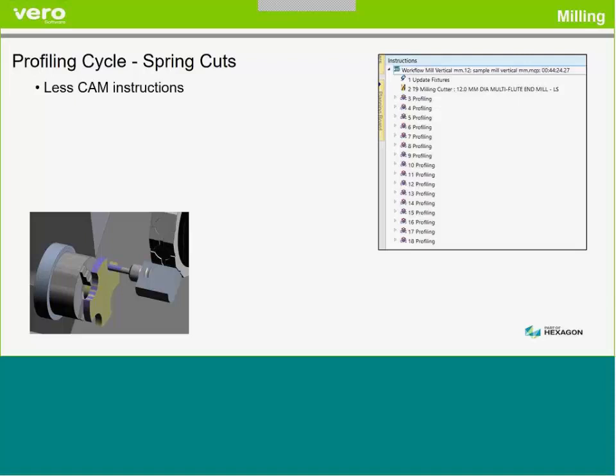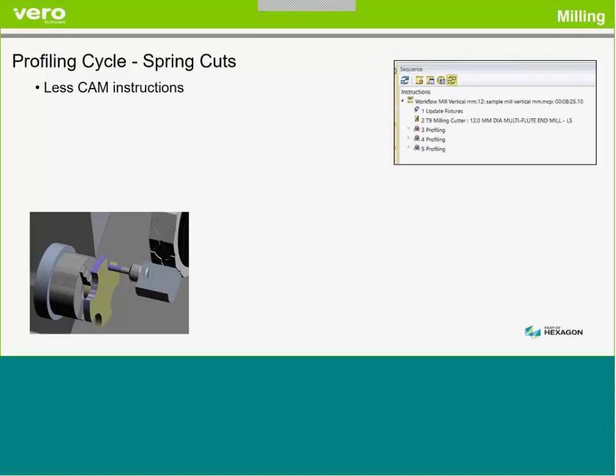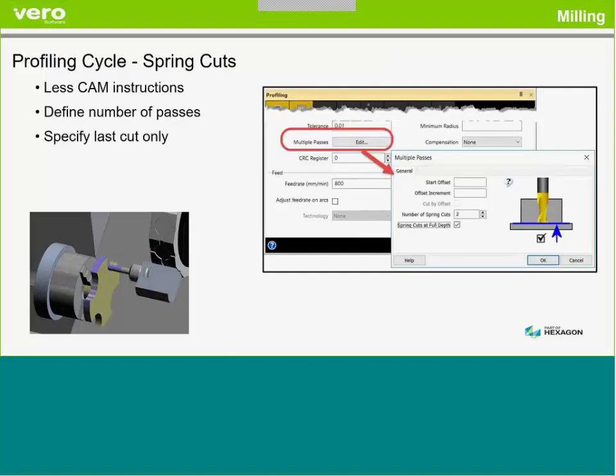And finally, or nearly finally, inside the profiling cycle, we now have spring cuts. So we all know what a spring cut is, just to take away the elasticity on a piece of material. We've maybe been doing this in the past by simply copying the profiling cycle and letting it do a neutral cut. That would obviously end up with lots of cuts. So what we want is fewer CAM instructions, so the actual spring cut is done inside the cycle. This is simply what we'd see. You'll find it inside the multiple passes, and of course we can determine where the spring cut is applied. Is it on all the cut increments, or just the final one?